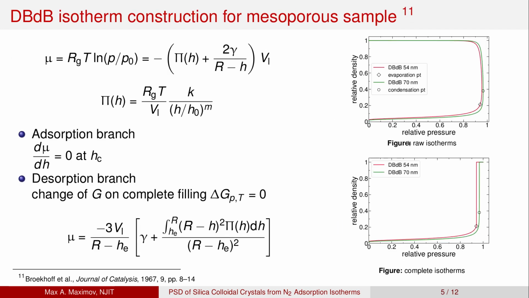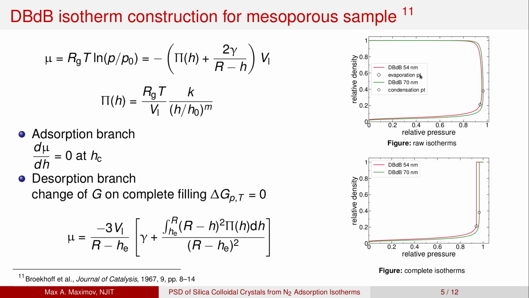Once we found the exact parameters for the equation with the disjoining pressure using Frenkel-Halsey-Hill theory, we need to find how to build the final DBdB isotherms for various pore sizes. If you just apply the equation and try to plot the relative pressure versus density, you would see this figure. The catch here is that the equation only works until the point of capillary condensation and evaporation for adsorption and desorption branches respectively.